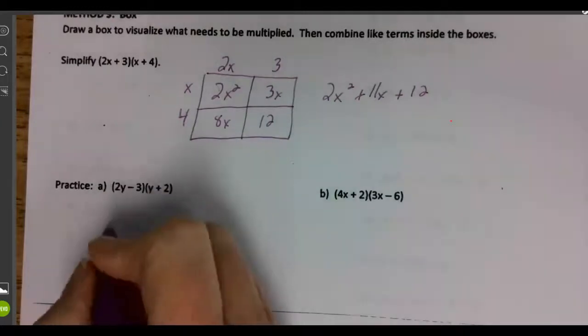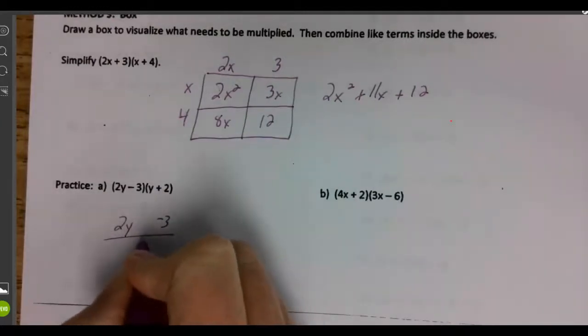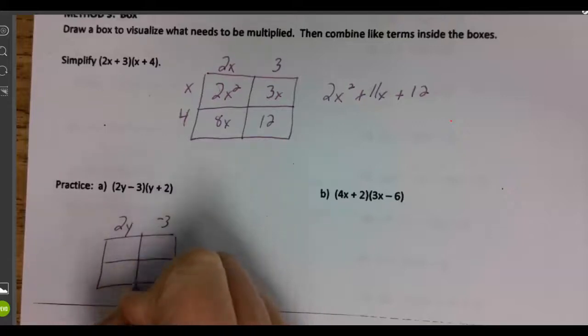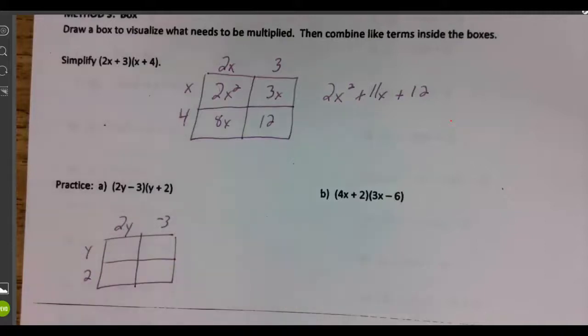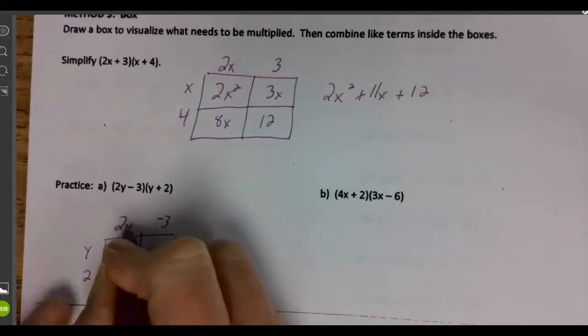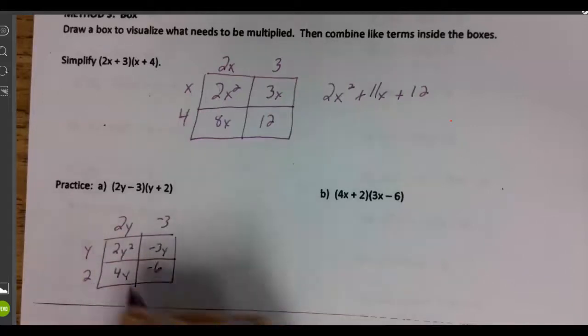Okay, here we can do that same thing. 2y, negative 3, and I like to stick the negative over with the number. And then y plus 2. So I get 2y squared minus 3y, 4y, and negative 6. So I have 2y squared, 4y and negative 3y is y, minus 6.